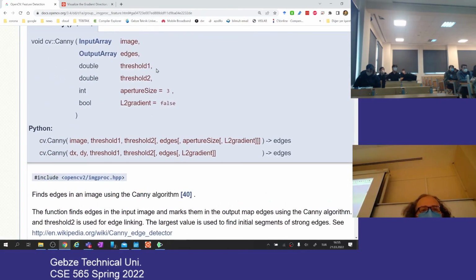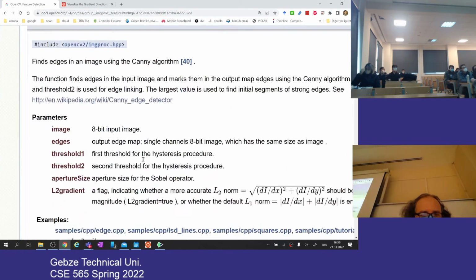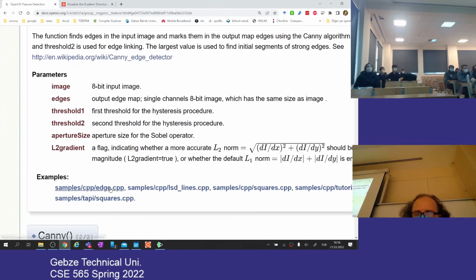So Canny says that you give me an image, I will give you the edges. I need 3 things. One of them is the threshold 1, the hysteresis threshold, low value, high value. This is the aperture width of the sigma that I'm going to apply, and this is the gradient. How do you calculate the gradient? L2 gradient flag, okay.